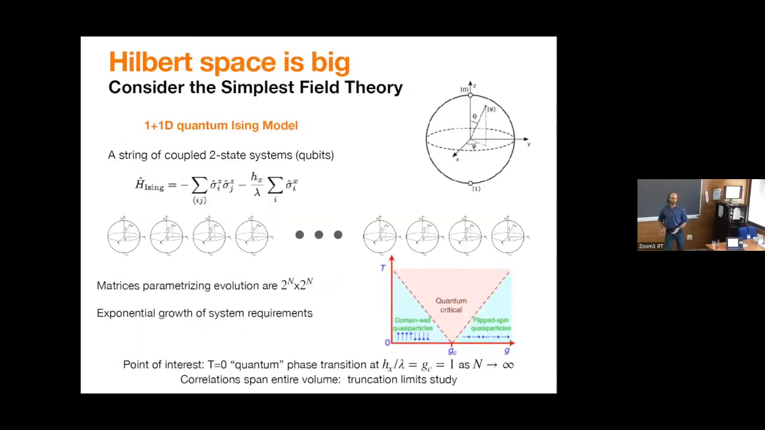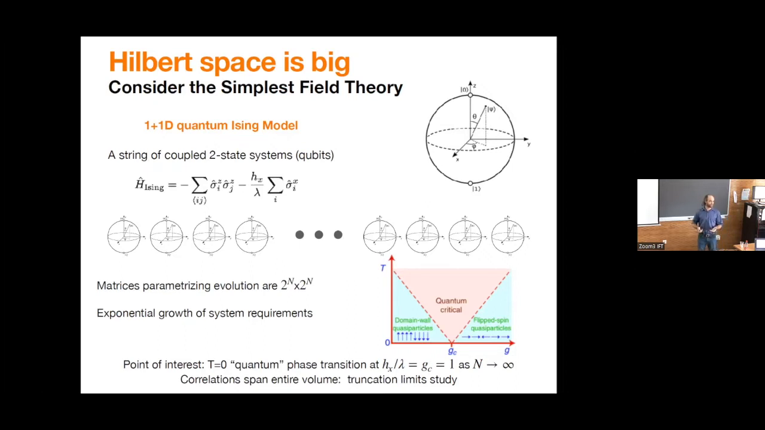Okay, so what are some of the reasons why we want to do quantum simulation rather than classical simulation? The main one is that Hilbert space is very big. So, for example, if I was interested in studying the simplest field theory, like the 1+1D Ising model, which is just a string of qubits coupled to each other via a nearest neighbor interaction.